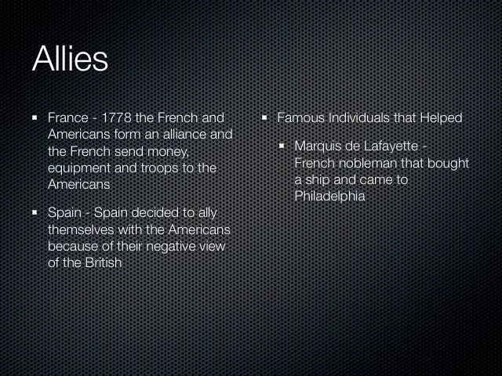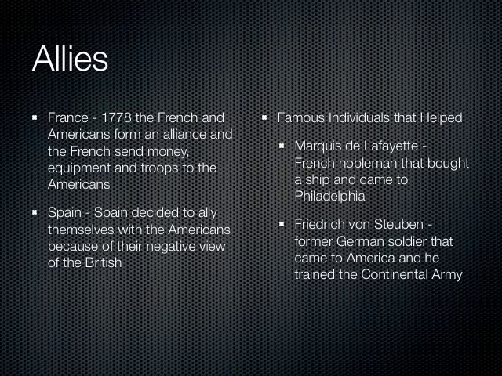Famous individuals that helped: Marquis de Lafayette. He was a French nobleman that bought a ship and sailed it to Philadelphia to help fight. Friedrich von Steuben, a former German soldier that came to America, and he trained the Continental Army. George Washington knew of his impressive skills as a soldier and as a trainer.